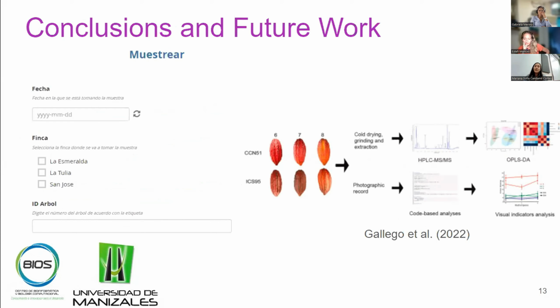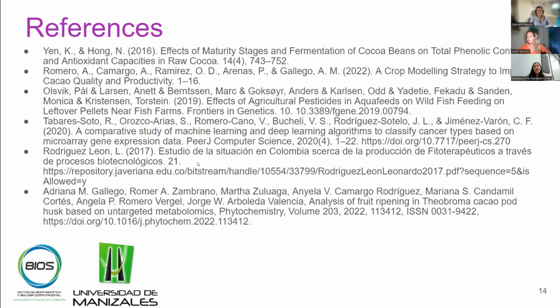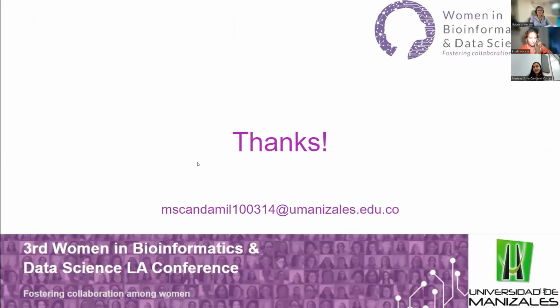This type of research contributes greatly to the economic development of a country like Colombia, whose main source of income is agriculture. Thus, it is important to identify strategies to optimize the process and to improve the economy of the agricultural sector. So here are the references of the work, and thanks very much for your attention.